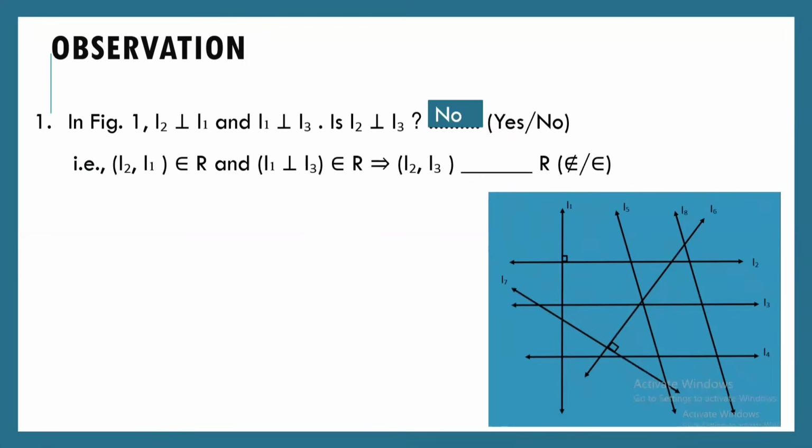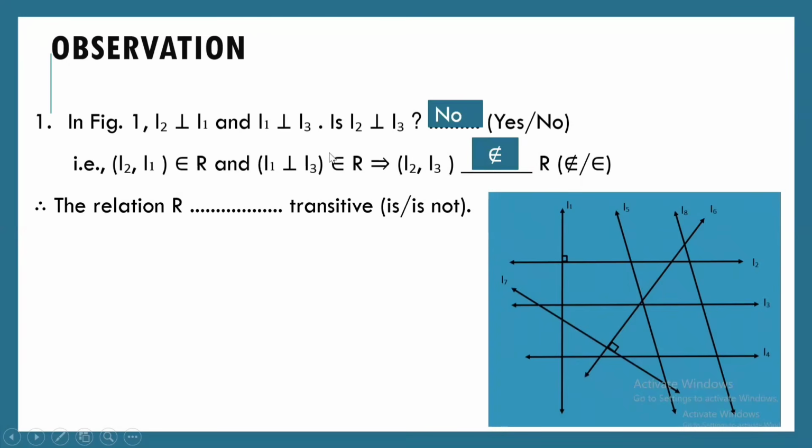It means that if L2 is related to L1 and L1 is related to L3, it does not mean that L2 will also be related to L3. Or if (L2, L1) is an element of R and (L1, L3) is an element of R, it does not imply that (L2, L3) is also an element of R. In fact, it is not an element of R. Hence, I can say that the relation R is not transitive. So I have got that relation R is not reflexive, not transitive, it is only symmetric. So I can say that it is not an equivalence relation.